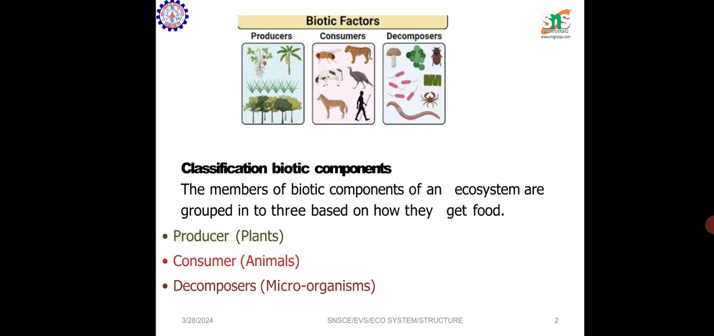The members of the biotic components of an ecosystem are grouped into three based on how they get their food. They are classified as producers, consumers and decomposers. Plants come under the producers, animals come under the consumers, and microorganisms come under the decomposers.